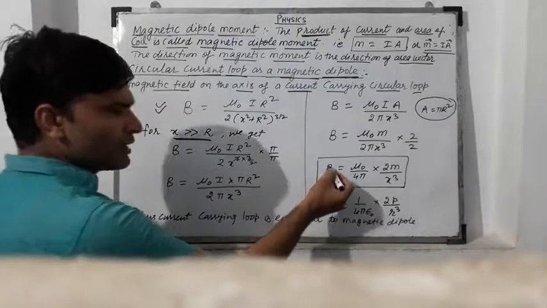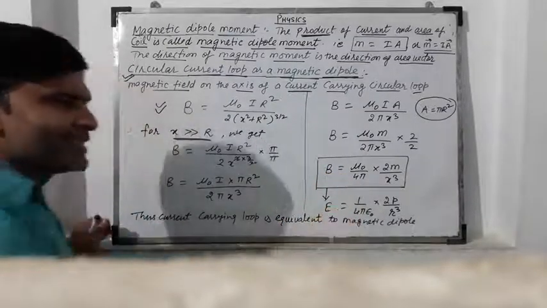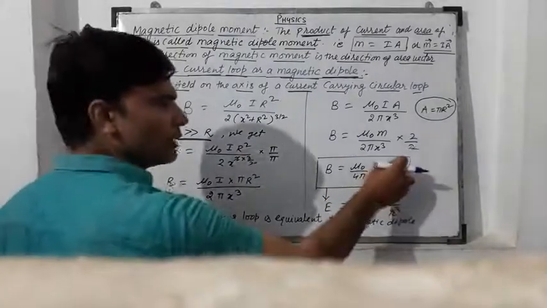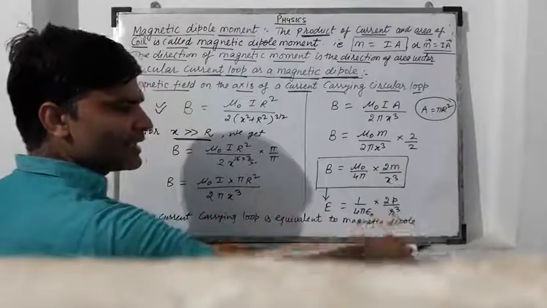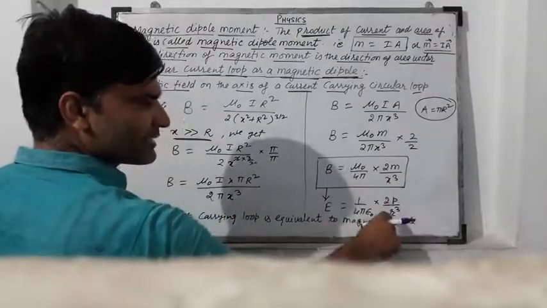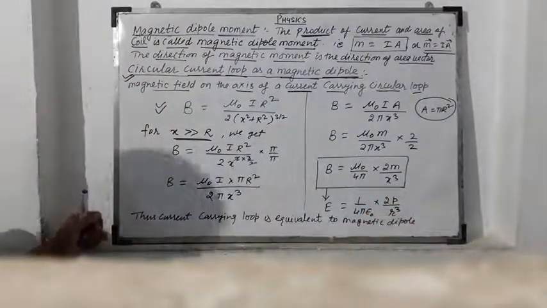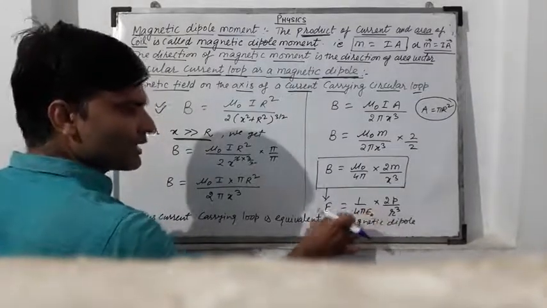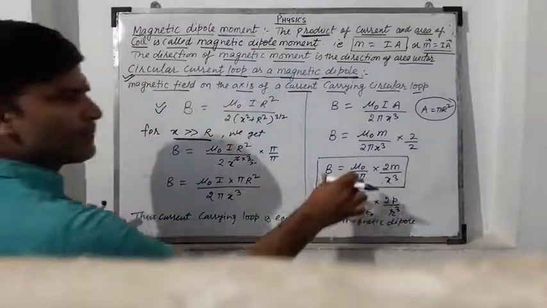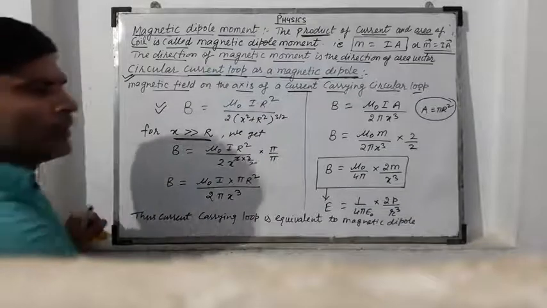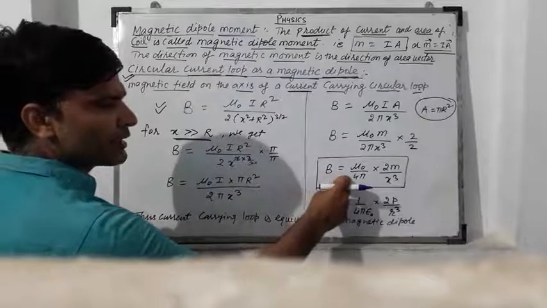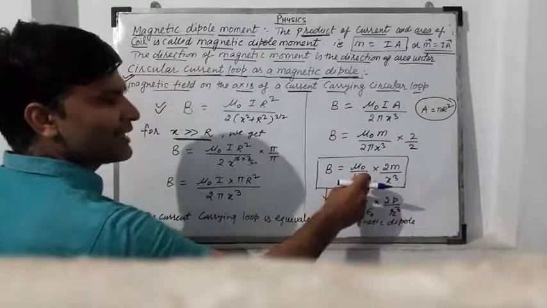How? Because if we replace B by electric field, mu naught upon 4 pi by 1 upon 4 pi epsilon naught, m by p. m is magnetic dipole moment and p is electric dipole moment. x cube is the distance, r cube is also distance, but that formula is for the electric field on the axis of an electric dipole. Similarly, this formula is for the magnetic field on the axis of a magnetic dipole.